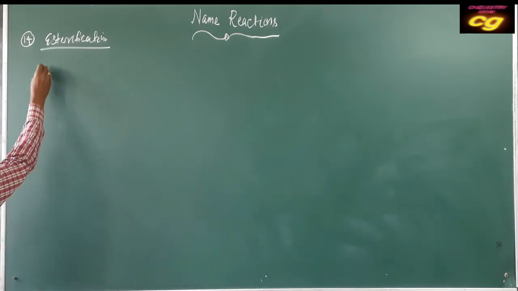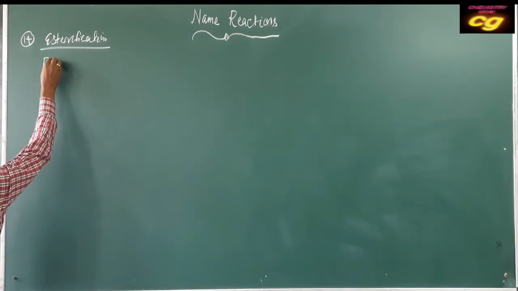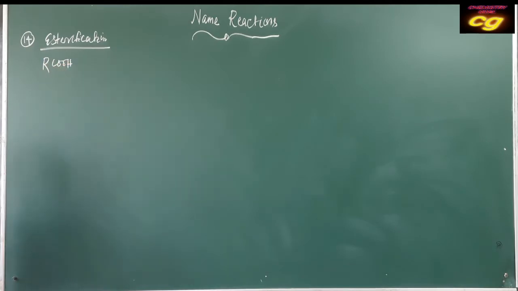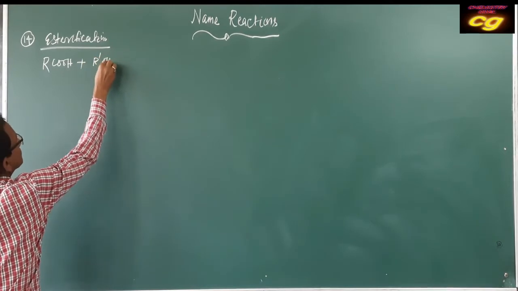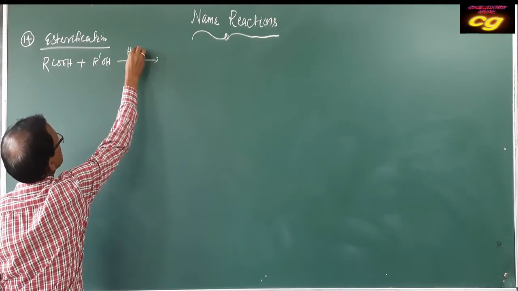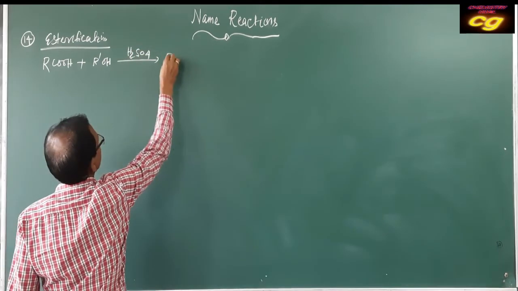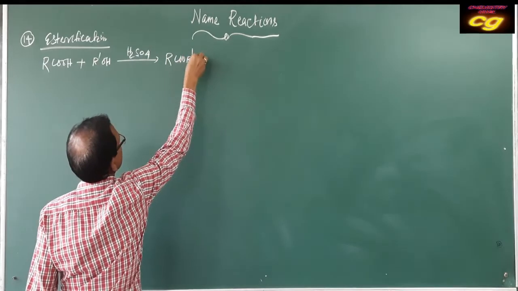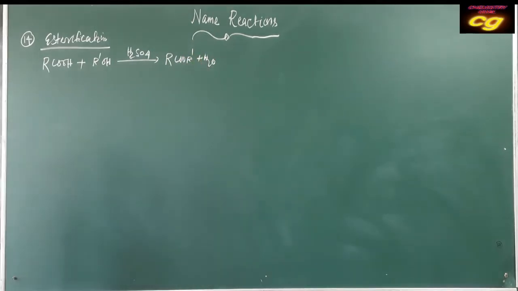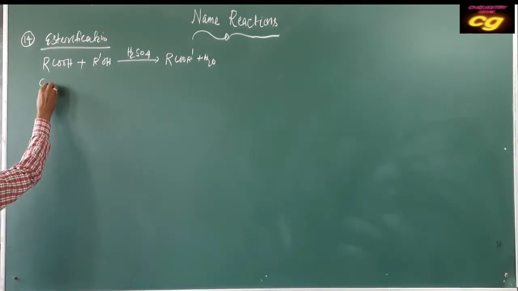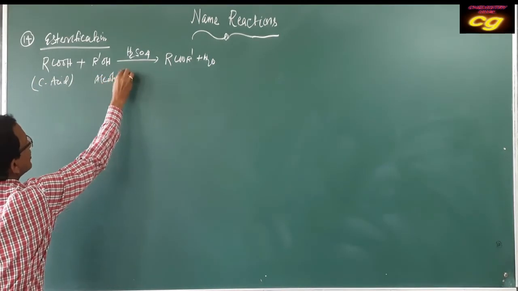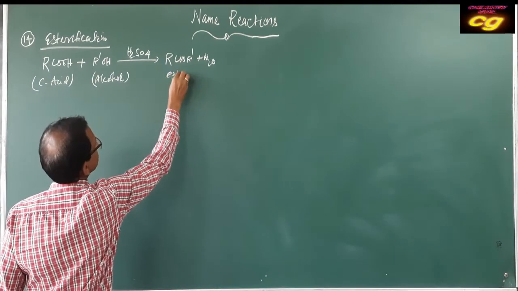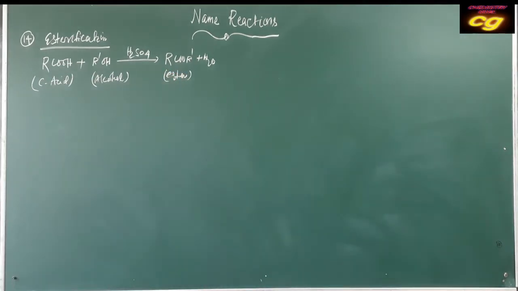Esterification: ester can be prepared from acid and acid derivative in presence of alcohol, and the catalyst is sulfuric acid. Product is ester and water. This is called esterification. Already we have discussed the mechanism in the previous lesson. Carboxylic acid reacts with alcohol, forming ester and water. This is called esterification.